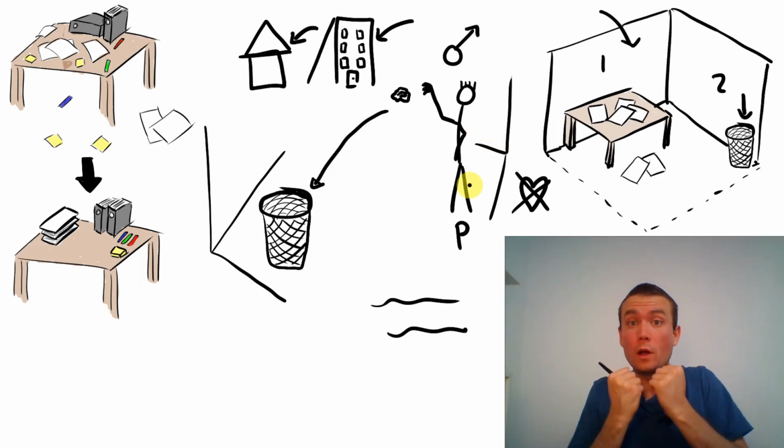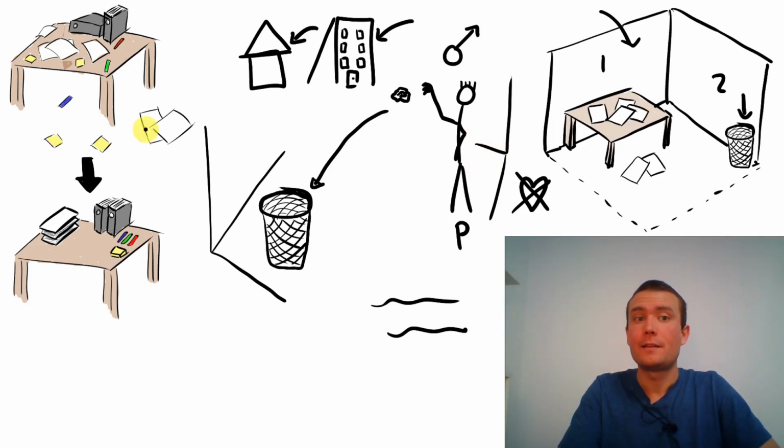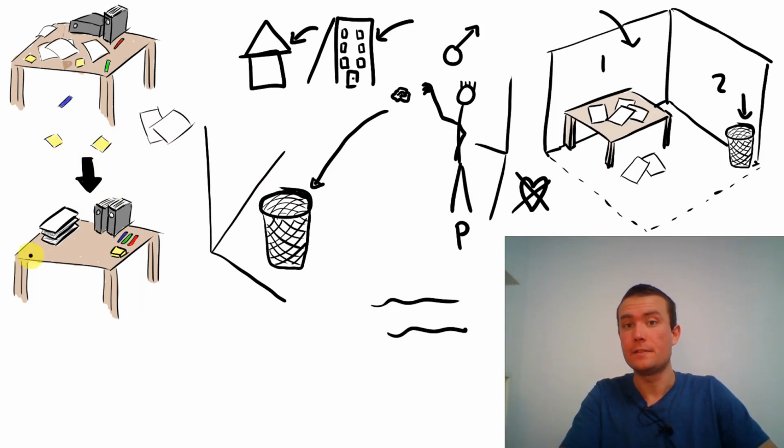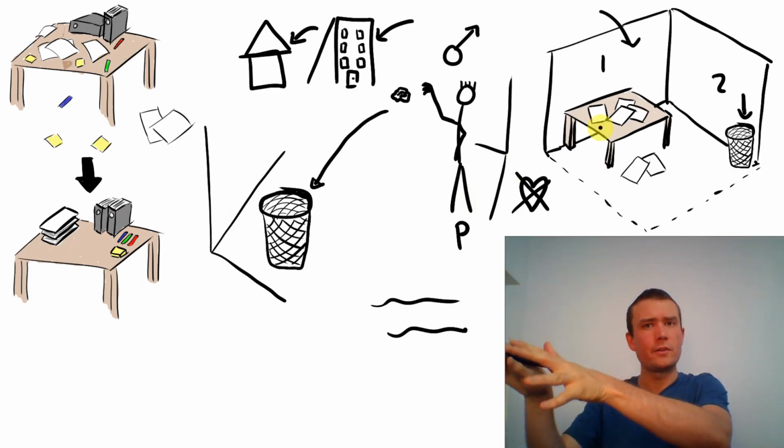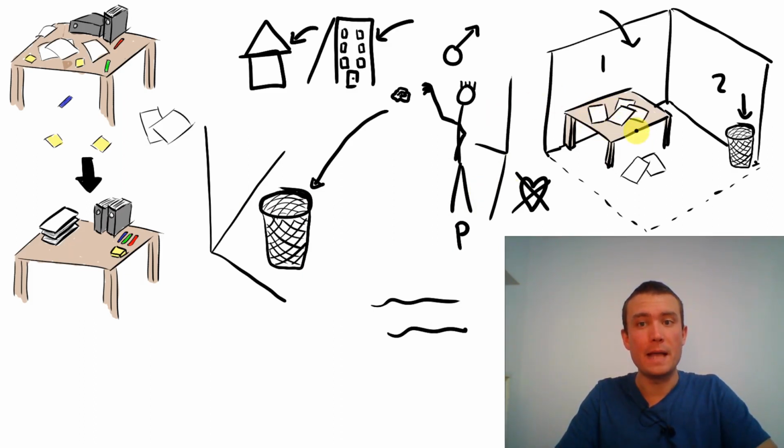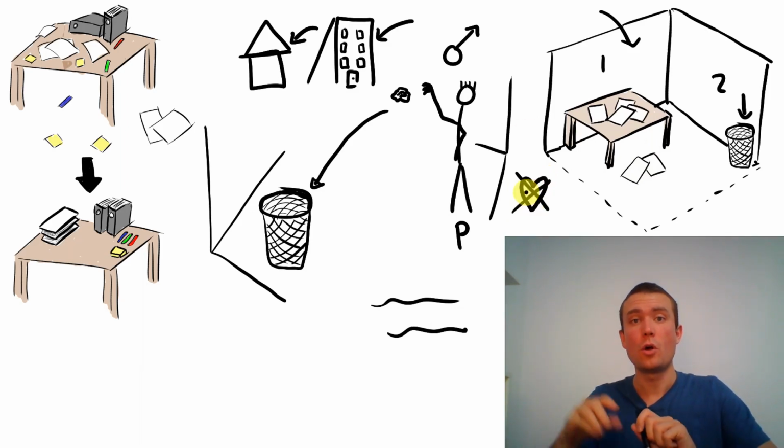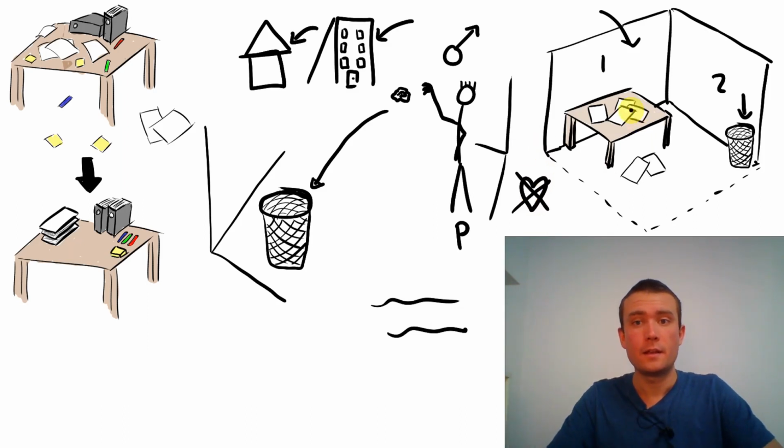Philip wants to tidy his desk, to make it tidy. So Philip has to throw out the paper, the sheets of paper that he doesn't want. He has to put the pieces of paper that he doesn't want into the bin.